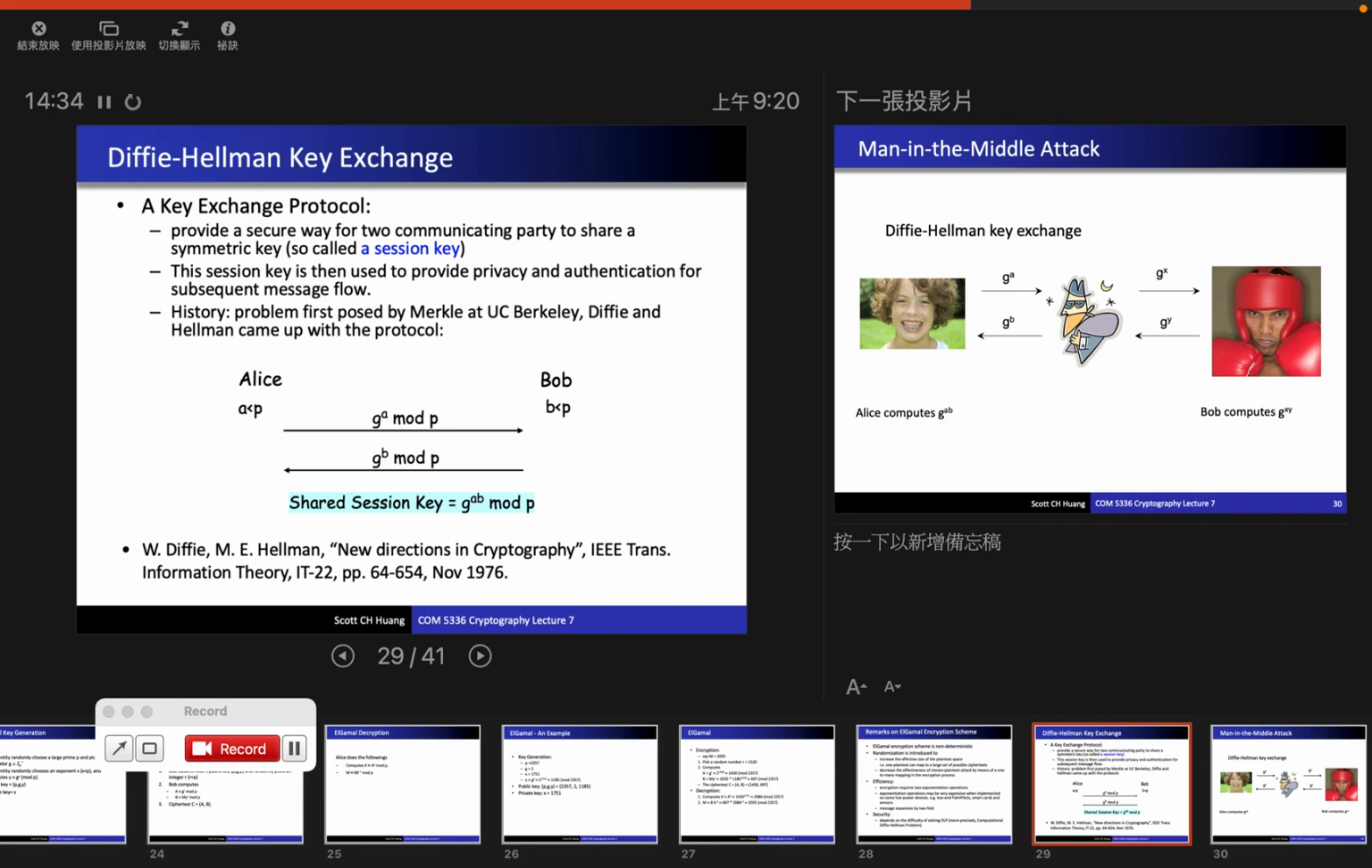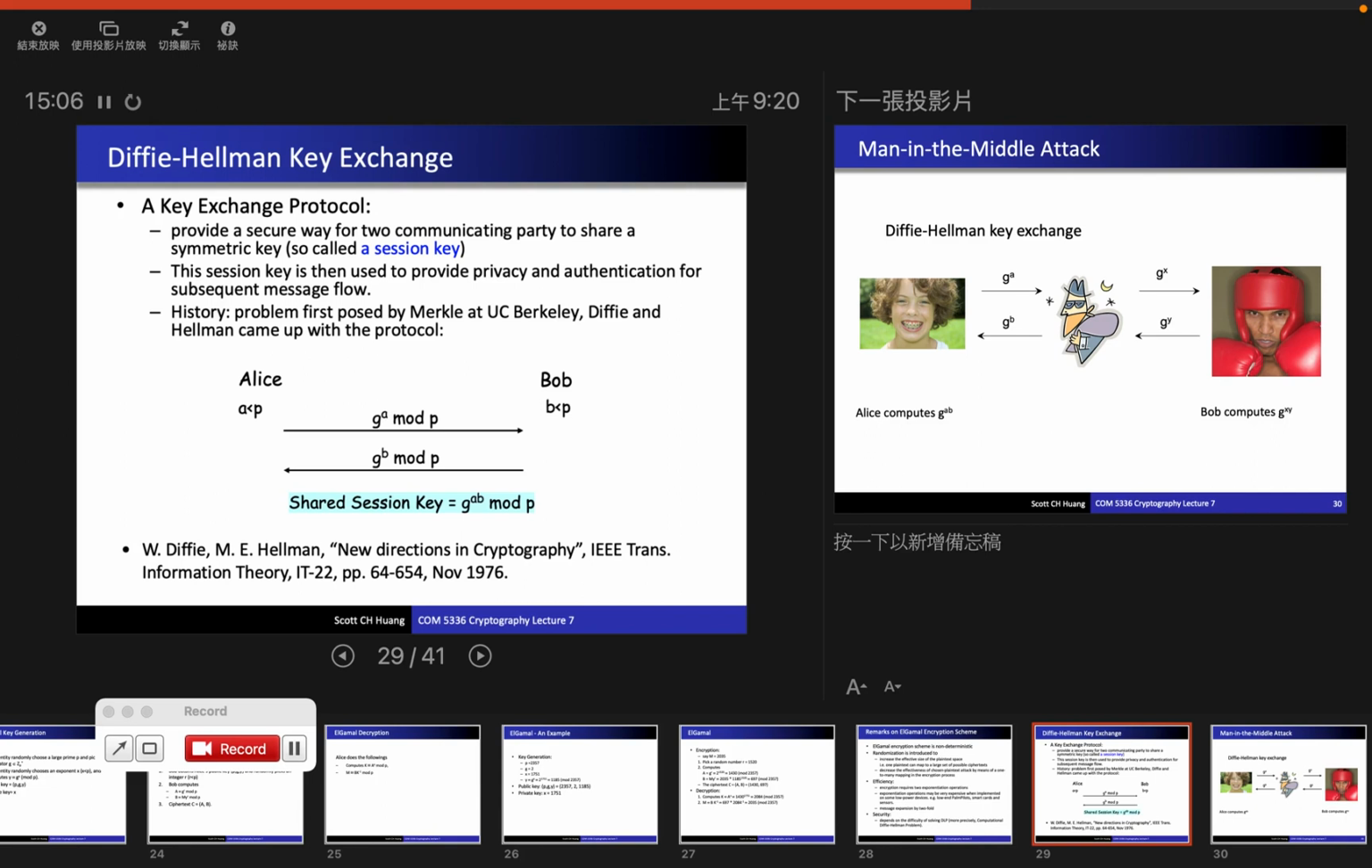This method is so beautiful, so elegant that you don't need both pieces A and B, but you need to get one of them, either A or B. You can't just get G to the AB from scratch from G to the A or G to the B. So that's the beauty of it. That's the key. This is the Diffie-Hellman key exchange protocol.